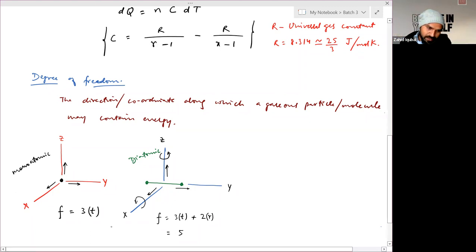Let me explain. If you see from this axis, which is along the x-axis, there will be rotation possible. If you see along this, rotation will also be possible, but along this axis, since it behaves as a point object, there will be no rotation possible, okay? So they will have only 2 rotations and 3 translations. So in total, it will have 5 degrees of freedom.